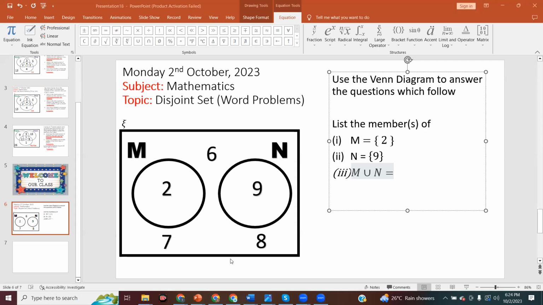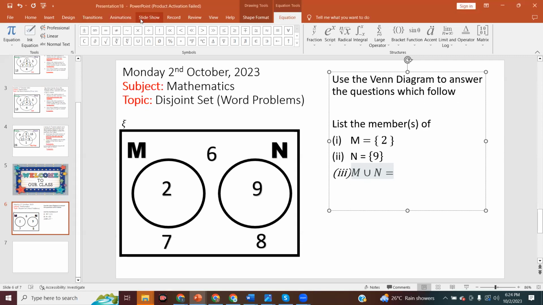Okay. Someone says, what does the U sign mean? Who asked what does the U sign mean? Renaya Ferguson. Are you there? Yes, sir. All right. Okay, class, what does the U sign mean? Union. Okay, that means the union.